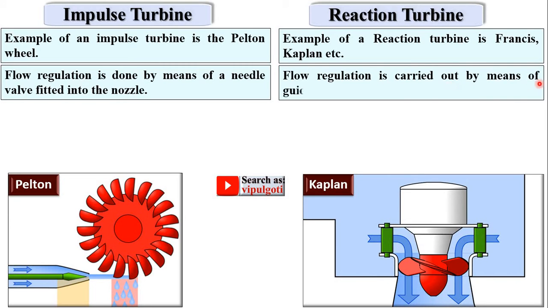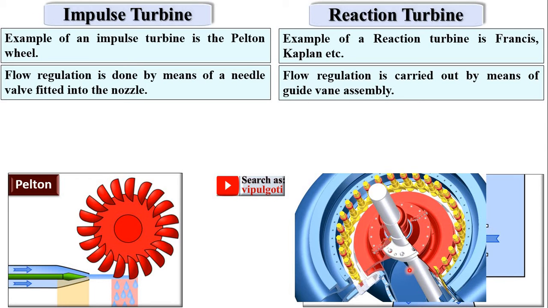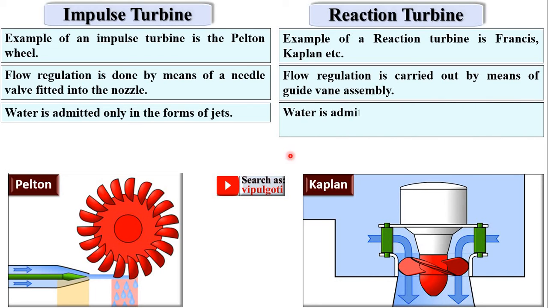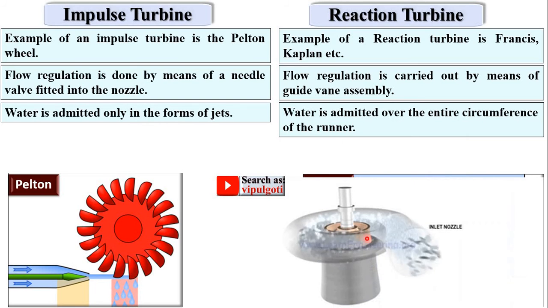In a reaction turbine, flow regulation is carried out by means of a guide vane assembly. Here you can see the guide vanes, and with the help of the movement of the guide vanes, you can control the discharge. Next, in an impulse turbine, water is admitted only in the form of jets. In a reaction turbine, water is admitted over the entire circumference of the runner. Here you can see water enters over the entire circumference of this runner. This one is the runner.